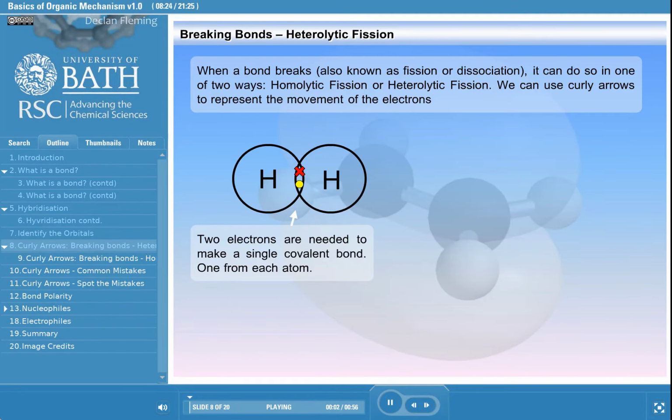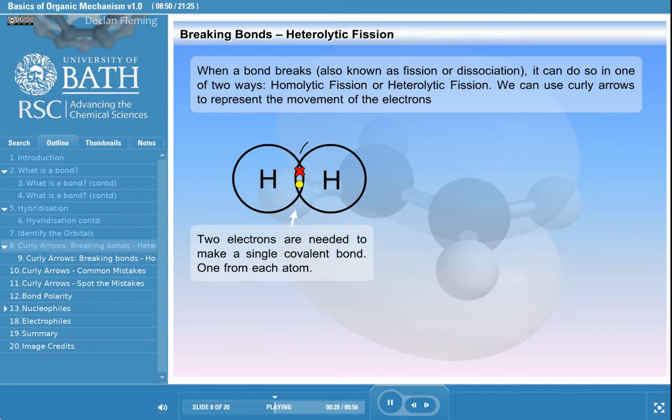When a bond breaks, also known as fission or dissociation, it can do so in one of 2 ways: homolytic fission or heterolytic fission. We can use curly arrows to represent the movement of the electrons. A simple example of where we can see this working is dihydrogen, and we can use the dot cross model here. The covalent bond consists of 2 electrons, one came from each atom.